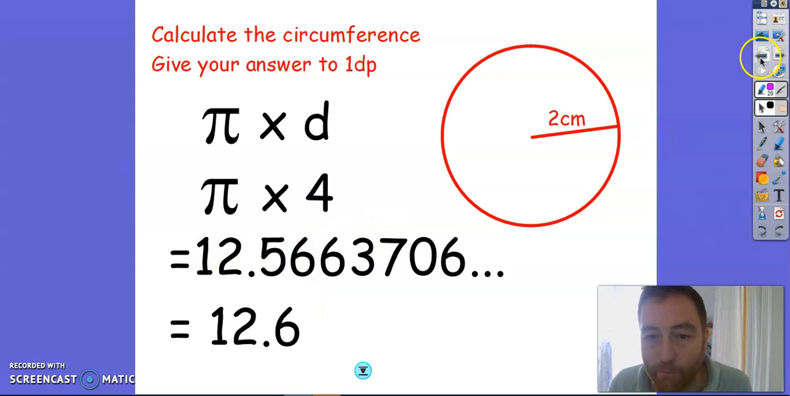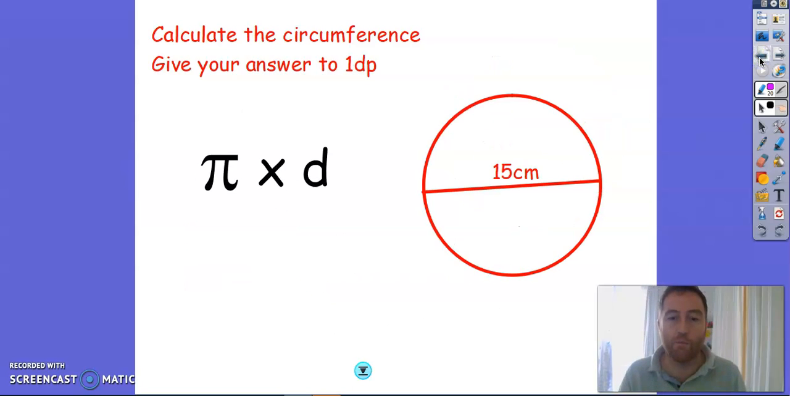Alright, that's all there is to it. So let's just go back to the first example. Find the diameter, times it by pi. That's the circumference. Thanks for listening.